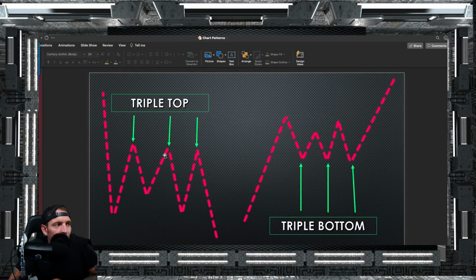Again, I cannot stress this enough, guys. When using these patterns, especially for trading crypto, if you are trying to trade just based off a pattern, I promise you're going to fail as a trader.